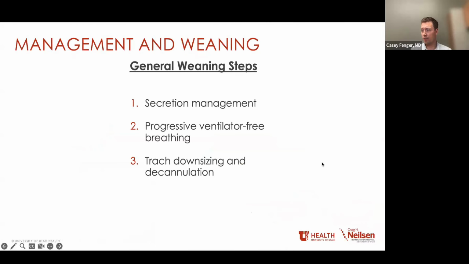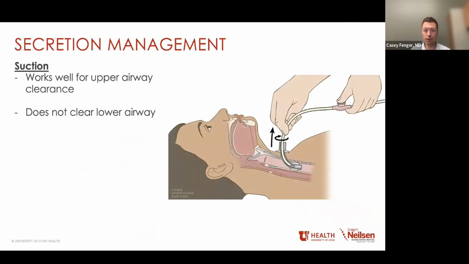So now we're going to get into the general weaning steps and weaning process. And again, this is a 1,000-foot view, and there are 3 key steps to this process, and all 3 of these things are done together. So first is secretion management, then we have progressive ventilator-free breathing, and then we'll talk about trach downsizing and decannulation. So secretion management. This is crucial. If you're not managing secretions, you're not going to be able to wean someone off the ventilator, and they're going to have a lot of complications. So just a couple methods we're going to talk about today.